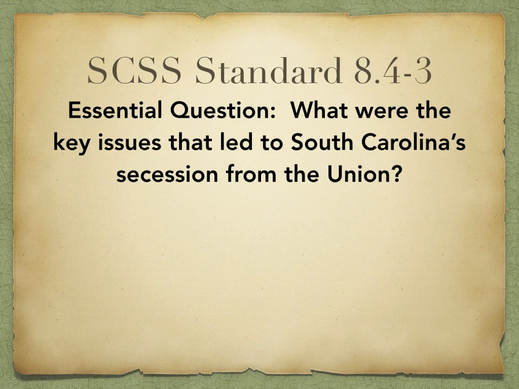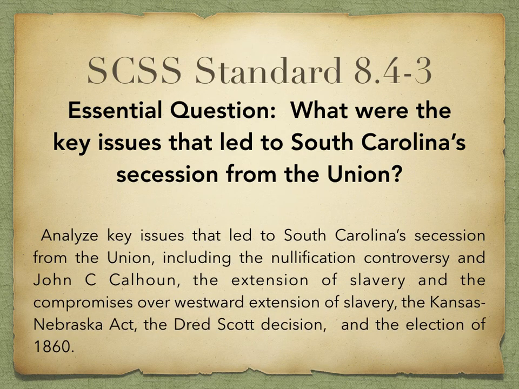The essential question for the day is, what were the key issues that led to South Carolina's secession from the Union? We've already spoken about a couple before, so you need to go back in your notes from last week and pull those out. Our standard is analyze key issues that led to South Carolina's secession from the Union, including the nullification controversy and John C. Calhoun, the extension of slavery and the compromises over westward extension of slavery, the Kansas-Nebraska Act and Dred Scott decision, and the election of 1860.